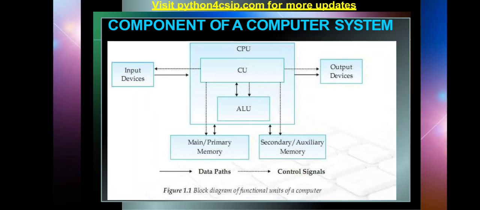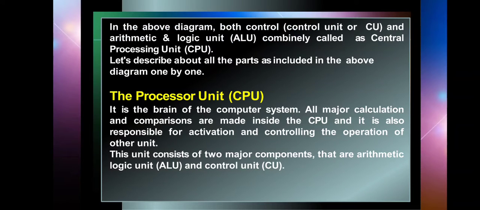Input devices. Through input devices we get the input, and through output devices we display our output. And processing, the brain of the computer is the CPU, which consists of CU and ALU. We have main memory or primary memory like RAM, and we have secondary memory like hard disk. So these are the components of a computer system.